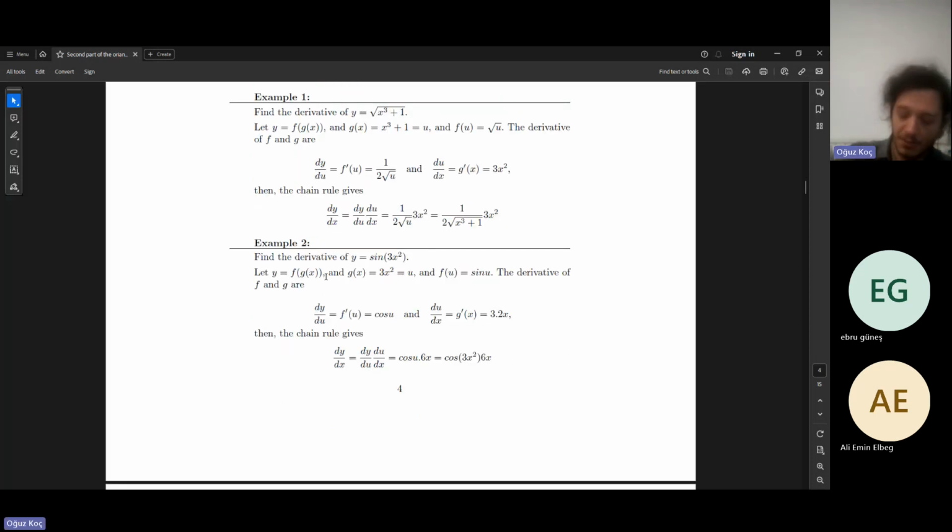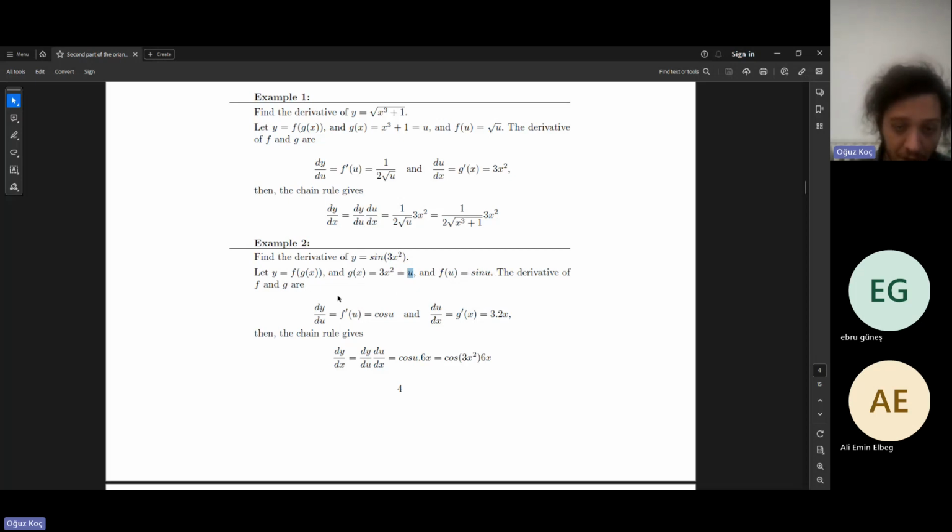And also we have the second example for the chain rule, using the differential. In our case, we have a function y equal to sin of 3 times x squared. We can say that the inside of the sine term is equal to g of x. We can define it like this, and then we can say that it's equal to u. And by using this, our function f of u becomes sin of u.